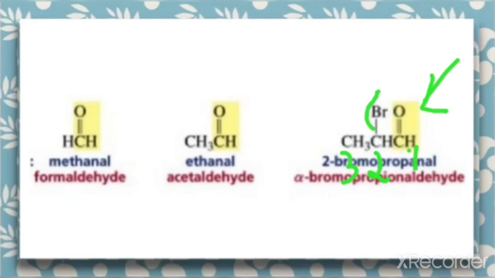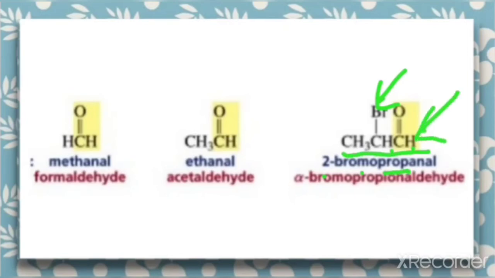Here there is one substituent, Br, which is on the second carbon. So what will be the prefix here? The naming of the substituent is 2-bromo. Position is also important. The number of carbon atoms in the word root is 3, therefore prop, and the functional group is aldehyde, therefore al. So propanal. That is the name for 2-bromopropanal. We will be using such rules in order to name organic compounds.